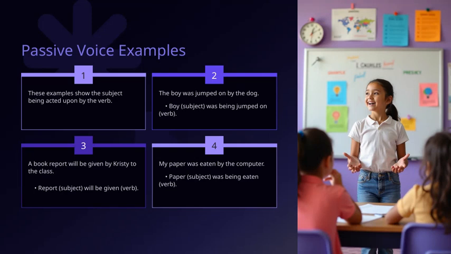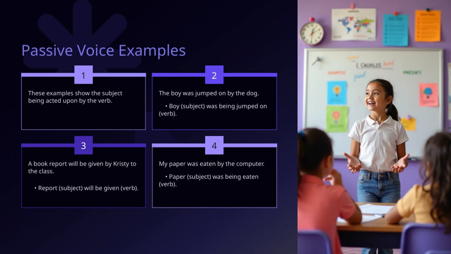Now, let's take a closer look at some examples of passive voice. These examples demonstrate how the subject of the sentence is being acted upon by the verb. For instance, in the first example, "A book report will be given by Christy to the class." Here, the focus is on the report, which is the subject, and the action of giving is being performed by Christy. Notice that the sentence emphasizes the report itself, not Christy. In the second example, "The boy was jumped on by the dog," the subject is the boy, and the action is being jumped on. The emphasis is on what is happening to the boy, not the dog performing the action.